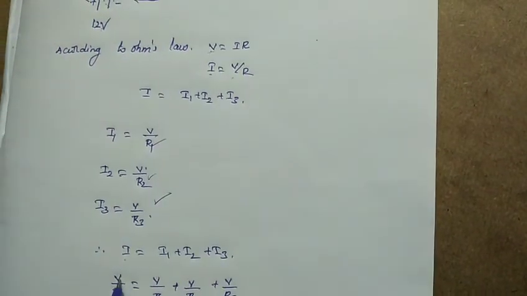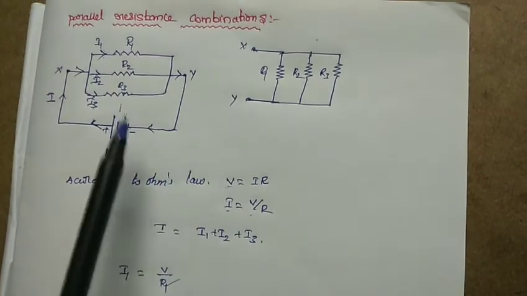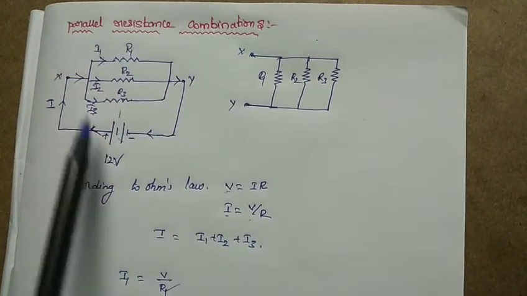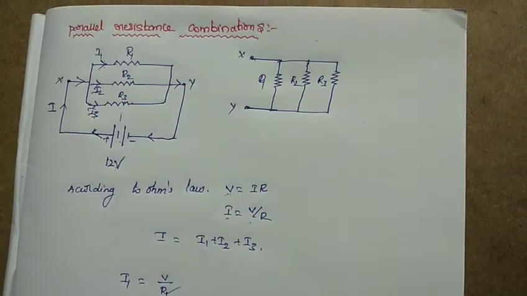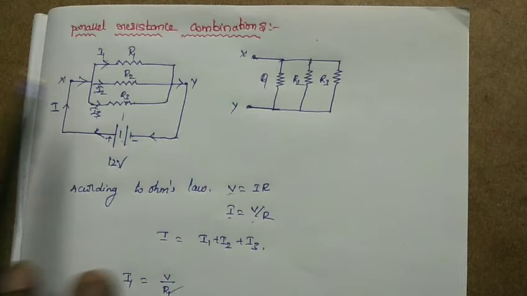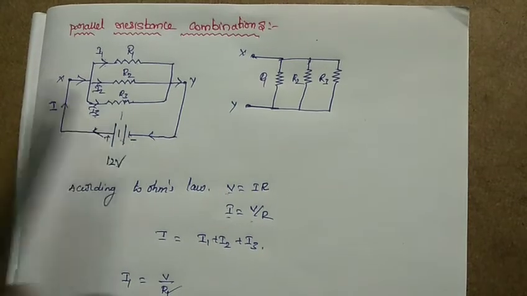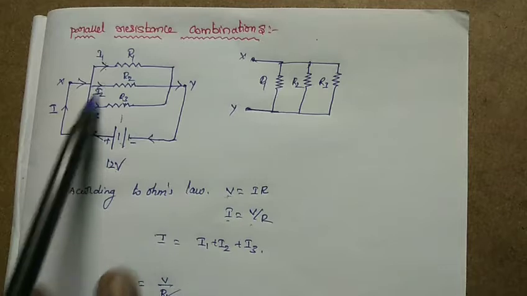Voltage is same. See here, all voltages are same. So that's why the voltage across all these resistances is the same in a parallel resistance combination. By comparing series resistance, voltages are different, current is same. But here in parallel resistance, voltage is same, currents are different.